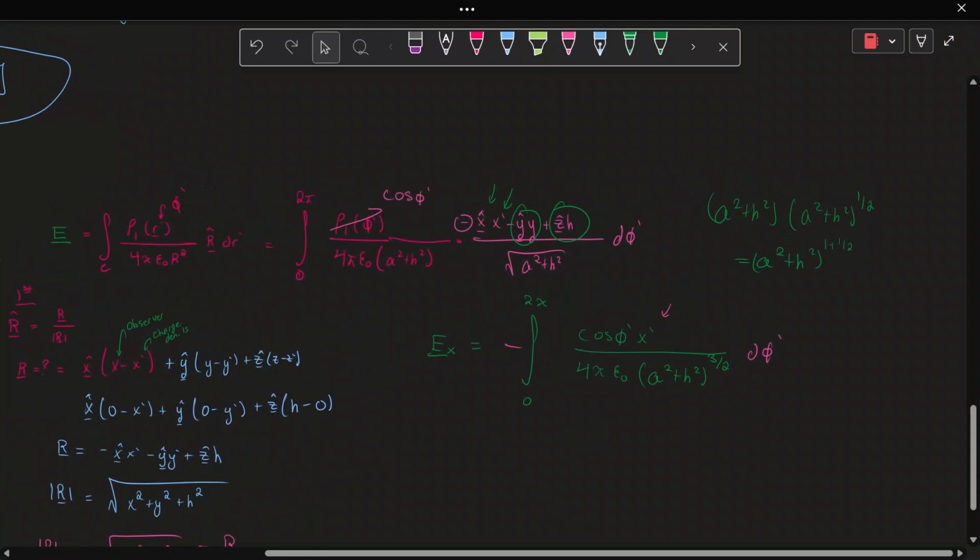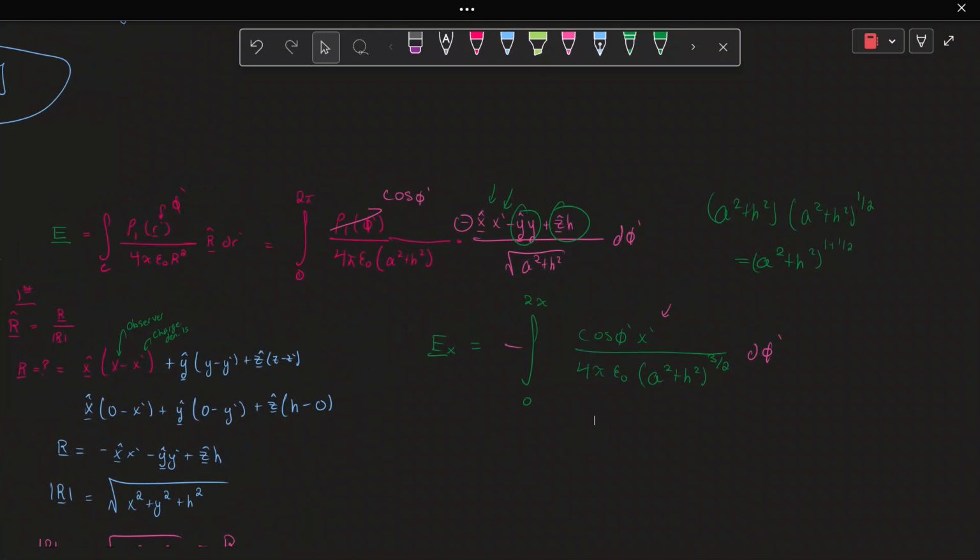Let me make sure I write this exactly where it needs to be. dr prime in our case is going to be equal to, in the cylindrical coordinate system, rho hat d rho prime plus phi hat, which is what we're trying to do, rho prime d phi prime plus z hat dz prime. Now, you have to remember rho is going to be the radius, which in our case is a.